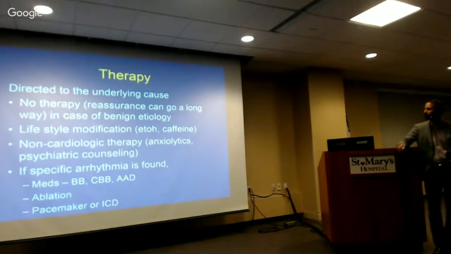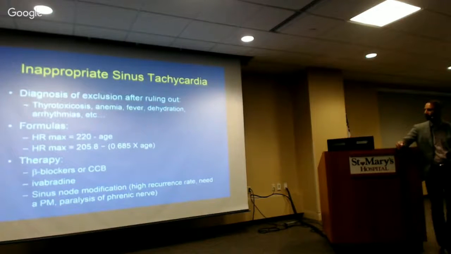So what kind of therapy are we talking about? It's basically directed to the underlying cause. Many patients you can reassure. In the case of a benign etiology, some patients you might just recommend some lifestyle modification. For patients that have underlying psychiatric illness, that should be treated, or they should be referred for counseling. If a specific arrhythmia is found, trial of medication certainly. For specific arrhythmias, ablation should be considered, and certainly if their palpitations are due to intermittent high degree AV block or malignant arrhythmias, a pacemaker or defibrillator may be indicated.